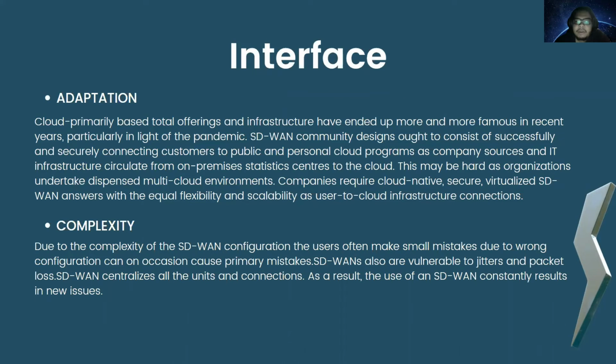The next one is complexity. Due to the complexity of SD-WAN configuration, users often make a small mistake due to a wrong configuration that can on occasion cause a major mistake. SD-WAN is also vulnerable to jitter and packet loss. And SD-WAN centralizes all the units and connections. As a result, the use of SD-WAN constantly results in new issues.